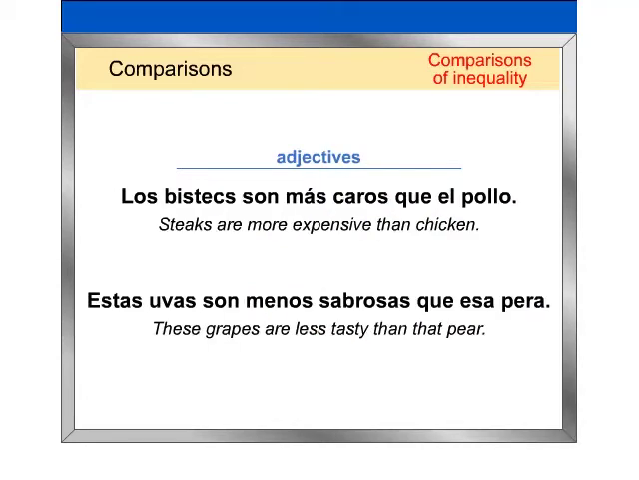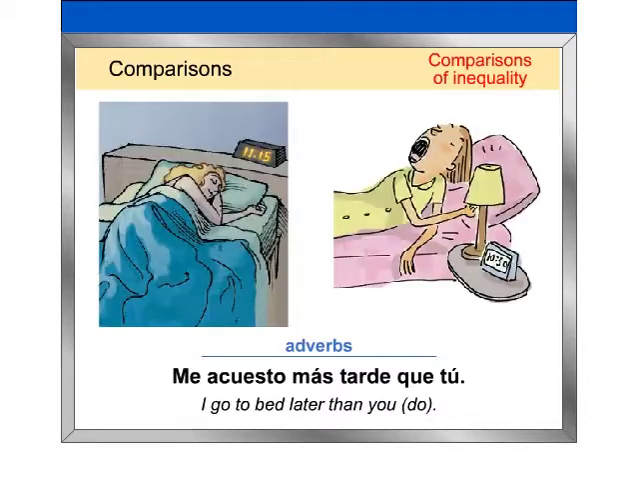Comparisons of inequality with adjectives follow the same pattern. Los bistecs son más caros que el pollo. Estas uvas son menos sabrosas que esa pera. Use the same formula for comparisons of inequality with adverbs. Me acuesto más tarde que tú.